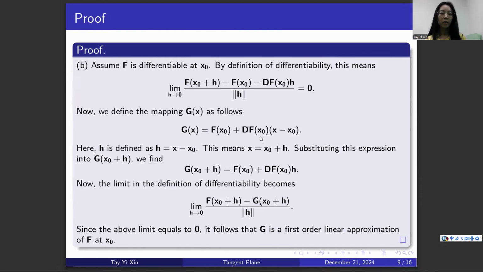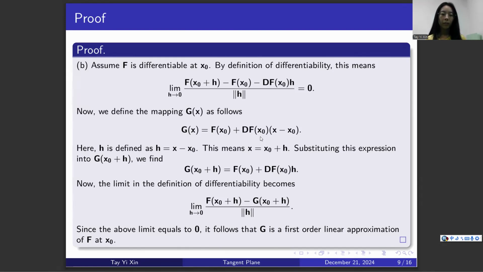And this G(x) function is the tangent plane. And we define h as x minus x0. This means x equals x0 plus h. Then we substitute this x equals x0 plus h into G(x0 plus h). We will find G(x0 plus h) equals f(x0) plus the Jacobian at the point x0 times h.